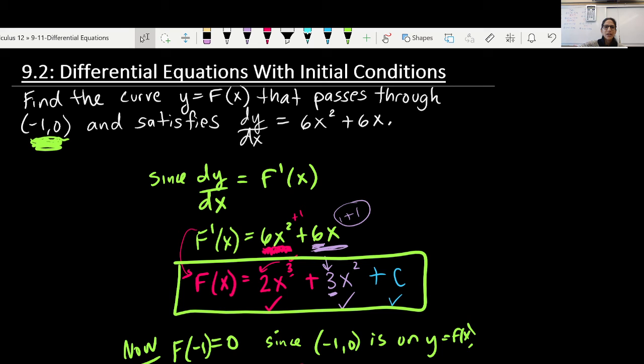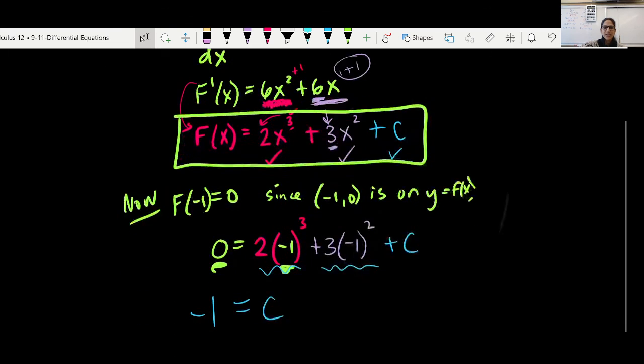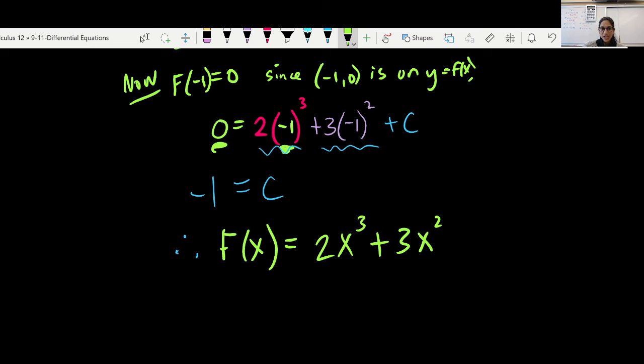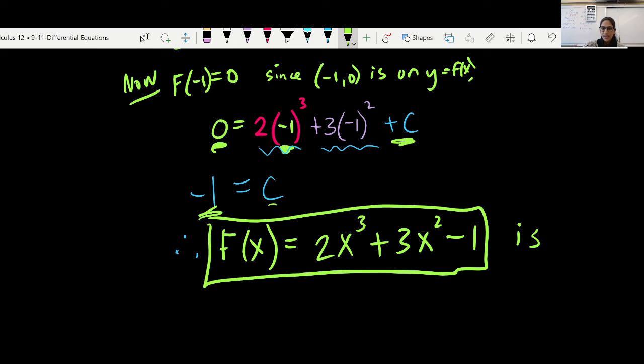What did it say? Find the curve that passes through and satisfies this equation. So basically, therefore, I feel like I need to do it in this color so that you can see it properly. Y, or maybe I should say f of x, whatever you feel more comfortable with, it means the same thing. We'd have 2x cubed plus 3x squared, and then we're just filling in that plus c, which we found to be minus 1. I'm going to put that in a box because that's our answer. This is the curve.